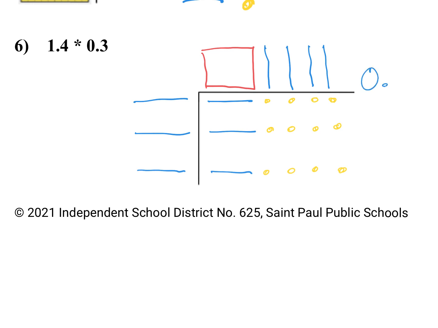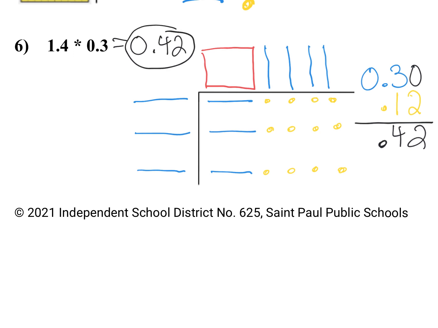So just kind of keep our color coordinated. So my blue pieces are 3/10. My yellow pieces end up equaling 12/100. I'm going to just add those pieces together. So now, add in that 0, you end up with 42/100.